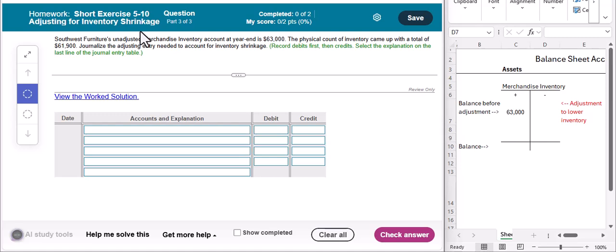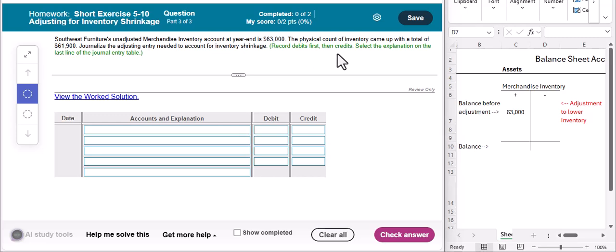Short exercise 5-10, adjusting for inventory shrinkage. Southwest Furniture's adjusted merchandise inventory count at year end is 63,000. The physical count of inventory came up with a total of 61,900. So that is less than what they had in their inventory account unadjusted here.